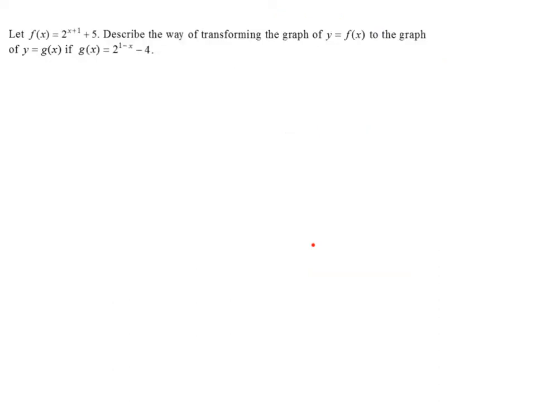So check this out. f of x equals this. So we're going to describe the way of transforming f of x to become g of x, if g of x is this. So for this one, there are some similarities. For the base 2, now I want to make 1 minus x become x plus 1, and negative 4 become plus 5. That's it. So we start off with the original g of x. Then I'm just rearranging the terms here, moving the negative x to the front.